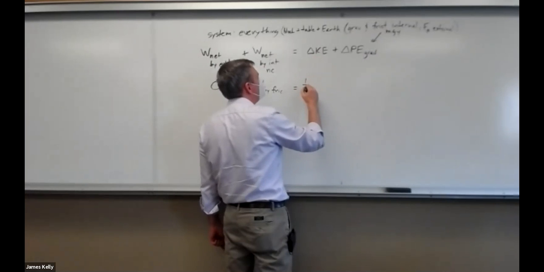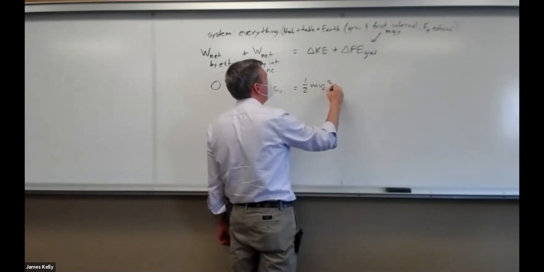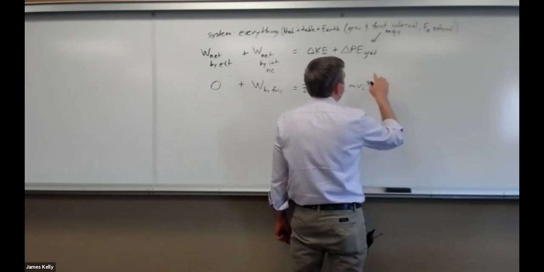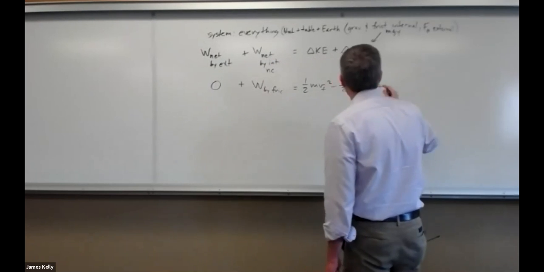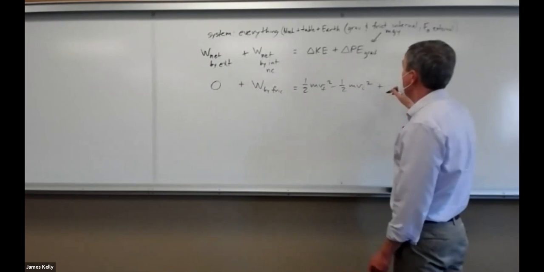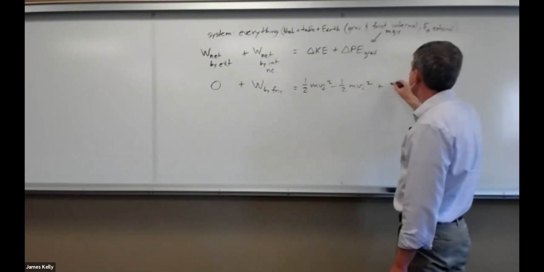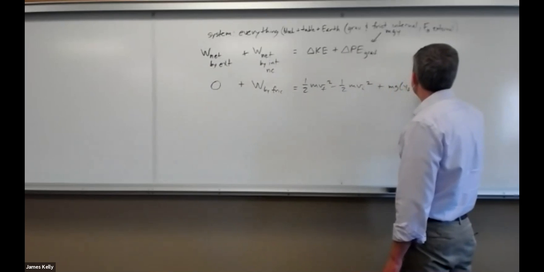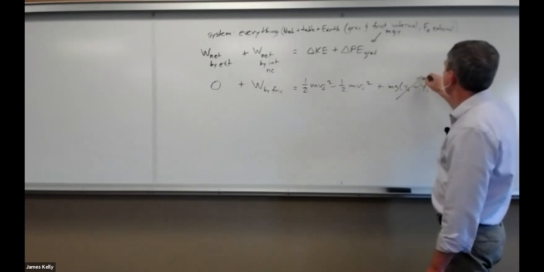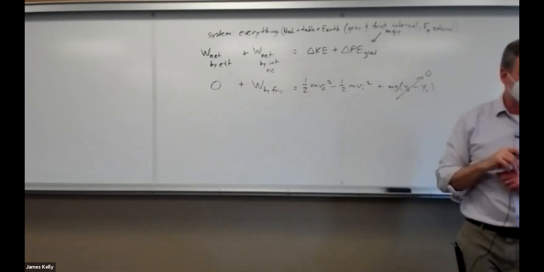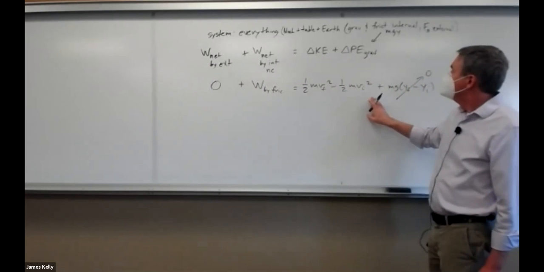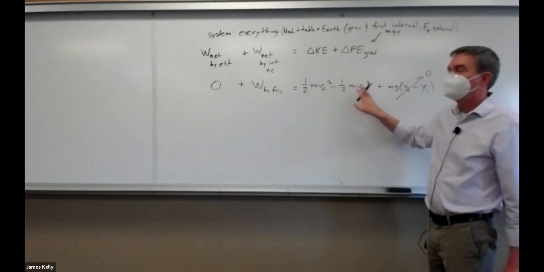Change in kinetic energy is 1/2 mv final squared minus 1/2 mv initial squared. Gravitational potential energy is not changing because it's only moving horizontally. Its y coordinate isn't changing. I could do mg y final minus mg y initial, but of course y final and y initial are the same, so that's going to be 0. So you could leave that out if you want. Okay, what do we know about these two to simplify?